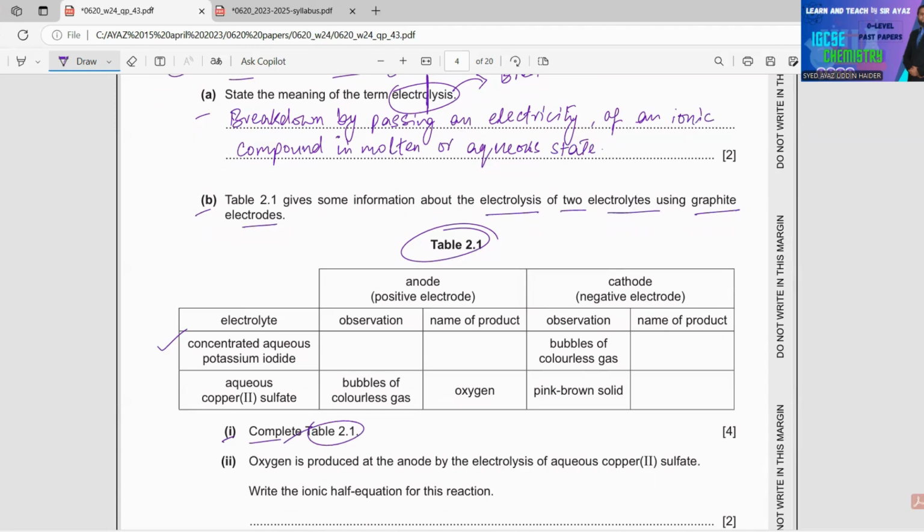So for the electrolyte concentrated aqueous potassium iodide, the observation at anode, it must be due to the formation of iodine. This is concentrated. That's why iodine will be produced due to the higher concentration of iodide ions. So solution will turn to brown or black solid. Both are correct. And the name of the product is iodine.